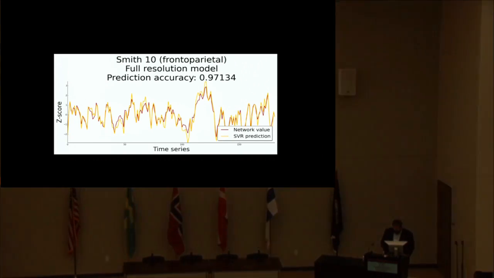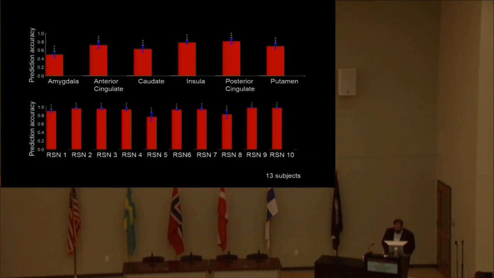And so to summarize all the time series that we were looking at, I'm using these bar graphs. So we looked at amygdala, anterior cingulate, caudate, insula, posterior cingulate, and putamen, as well as those 10 resting state networks that I showed earlier. And there is quite a bit of variability in terms of how well we can do this, but I want to point out that everything that we've looked at is statistically significant and withstands multiple comparisons correction as well.